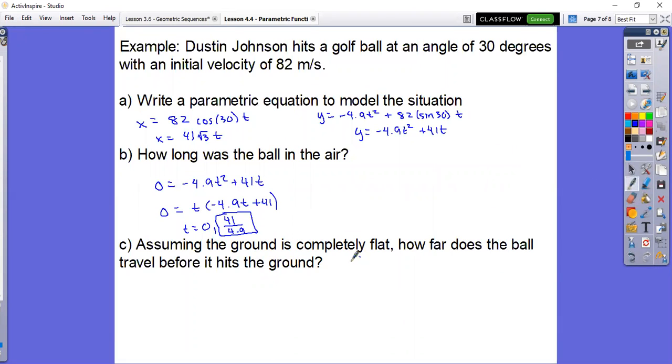If we assume the ground is completely flat, we're going to leave this for us to do in class: how far does the ball travel before it hits the ground? Basically, we would take this value for t and plug it into the x coordinate, because remember, this is the horizontal distance, how far the ball has actually traveled. That would give me how far it's traveled before it hits the ground.